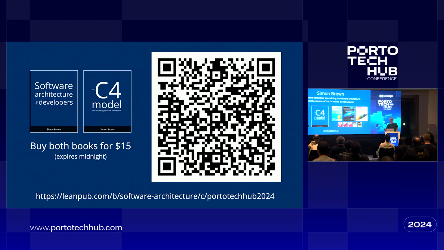For those of you who might not have seen me before, my name's Simon Brown. I'm the author and co-author of a bunch of software architecture books, and of course I'm the creator of the C4 model for Visualizing software architecture, which is what we're going to be talking about today.